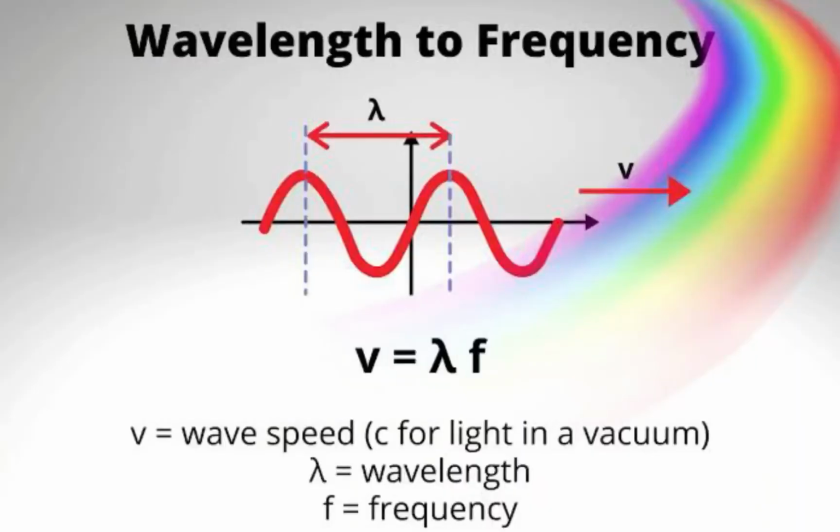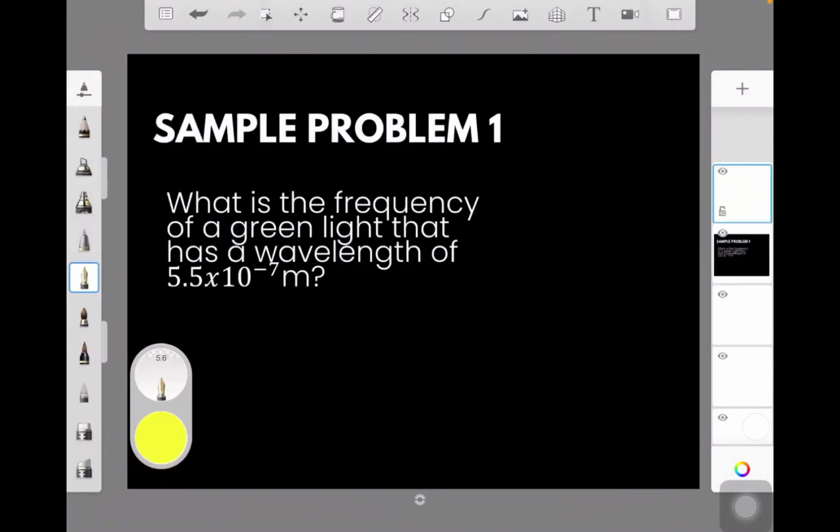So the equation is the wave speed is equal to lambda, or the wavelength, times frequency. Okay? So again, the wave speed is equal to lambda times frequency. For sample problem number 1, the question is, what is the frequency of a green light that has a wavelength of 5.5 times 10 raised to negative 7 meters?